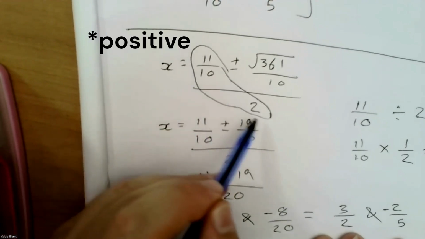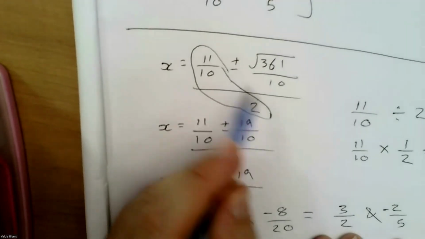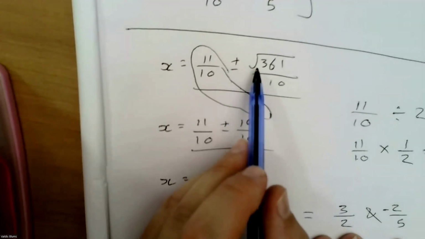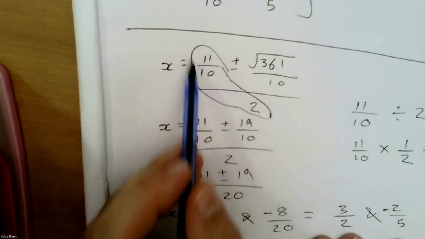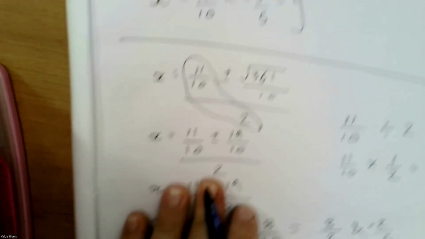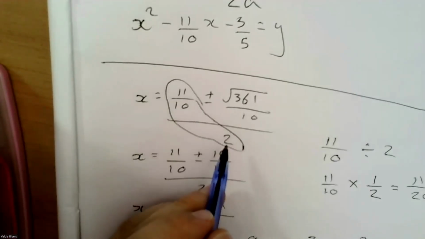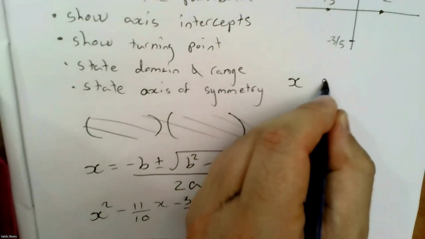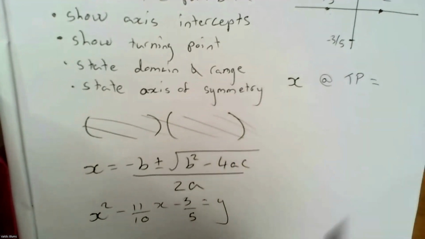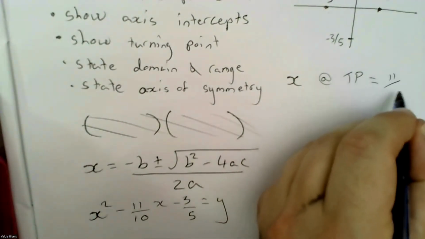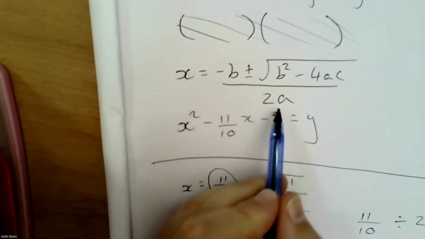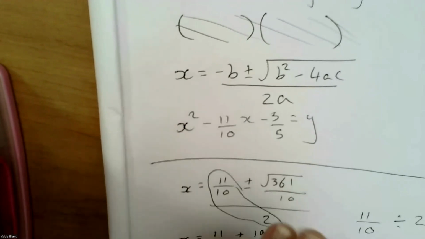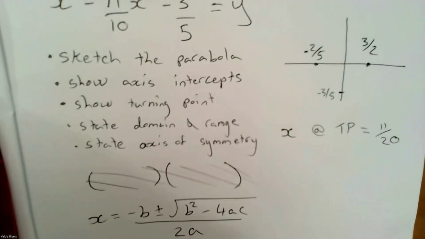negative 11 on 10 divided by 2. So everything excluding that plus minus, because that's going to be the center point. And we saw that 11 on 10 divided by 2 was 11 on 20. So our x coordinate for the turning point is 11 on 20 because it was negative b on 2a, and our b value in this case was already negative. So our turning point is positive 11 on 20.